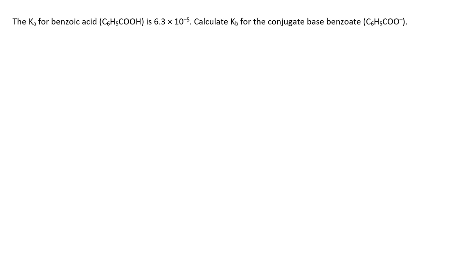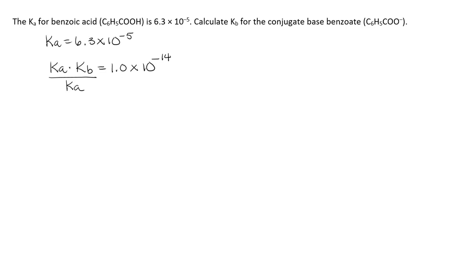In this example, we're given a Ka for a weak acid, benzoic acid, and we're asked to calculate Kb for the conjugate base. So our Ka equals 6.3 times 10 to the negative 5. The equation we use to relate the two is Ka times Kb equals Kw, which at 25 degrees is 1.0 times 10 to the negative 14. We'll rearrange this equation to solve for Kb.